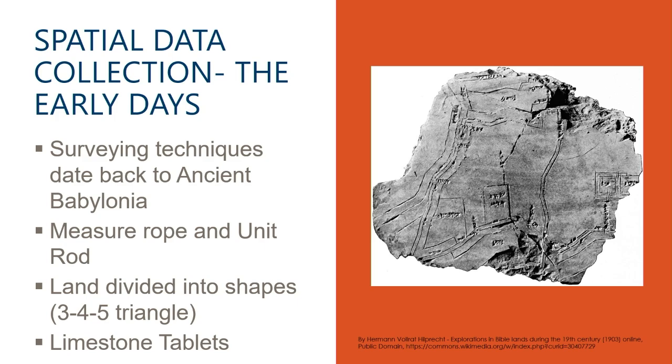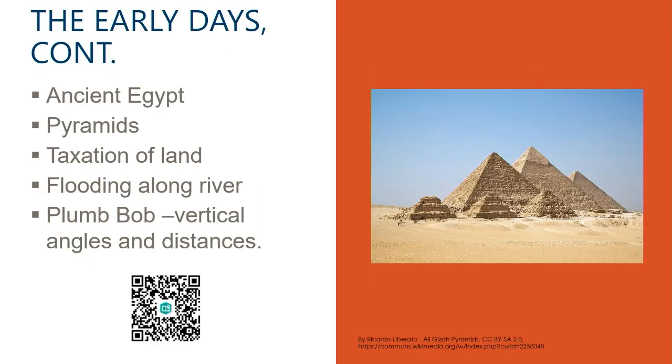Other things, besides just the map, they also had boundary markers on limestone tablets, and those had spatial data on them. The information such as who owned that piece of land, who surveyed it, where it was, the property description, etc. So data has always been a very important component of mapping and location-based information.